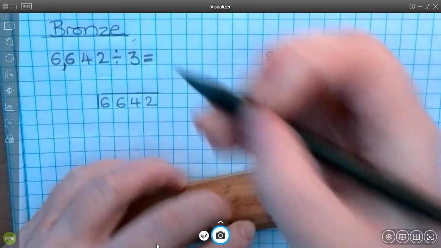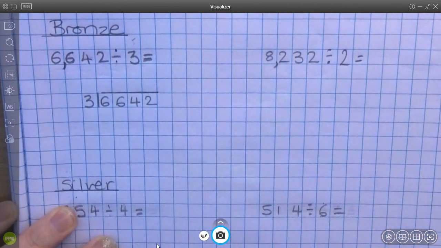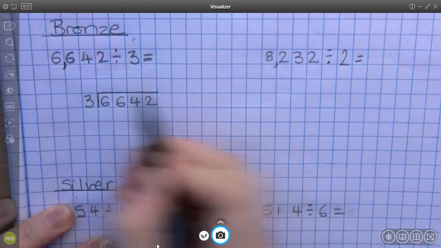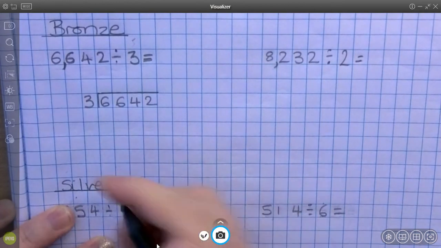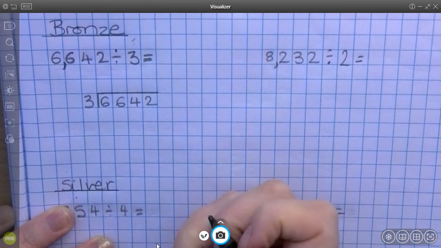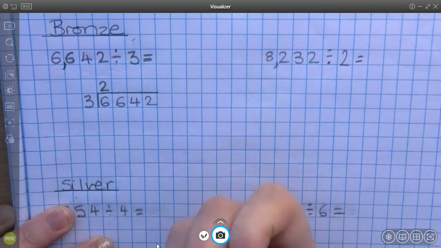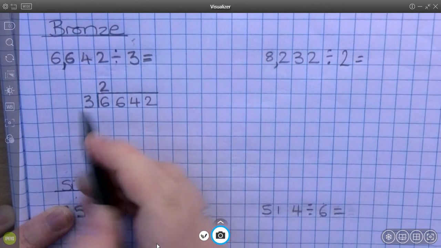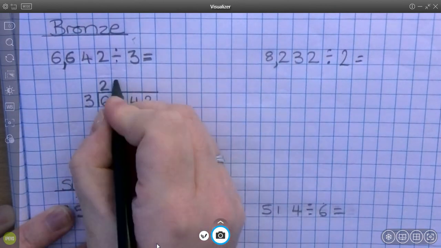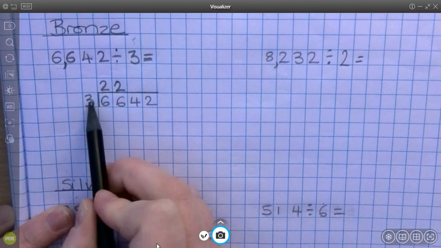And then my divisor, this time is 3, is going to go on the outside. So now I've got to think about those groups of. So how many groups of 3 go into 6? Well, I know 2 times 3 is 6, so that's a complete 2. Nothing left to regroup. Again, 3's into 6, I can get 2, or you can read it as 6 divided by 3 is 2.